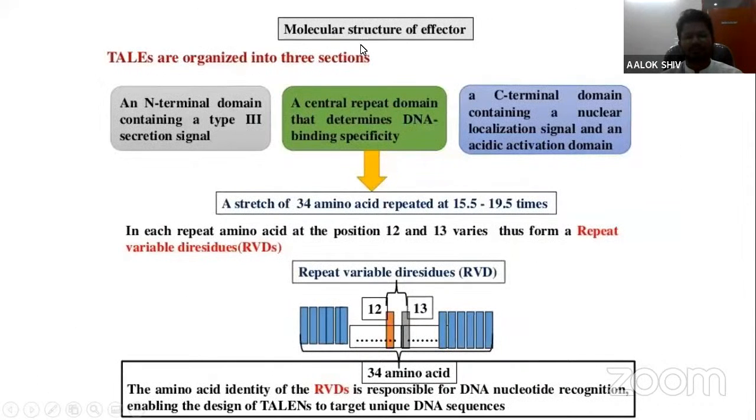So this is the molecular structure of the effector. There is a complete stretch of 34 amino acids, where the 12th and 13th amino acids are RVD, repeat variable diresidues, meaning these residues are responsible for DNA nucleotide recognition. From the exam point of view, it can also be asked in which system RVDs are present. So RVDs are present in the TALEN system of genome editing. These are the two specific amino acid residues which are responsible for the recognition of the DNA that we are going to edit.